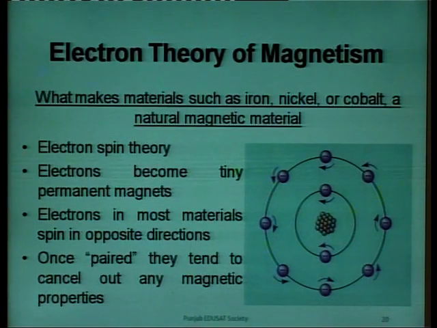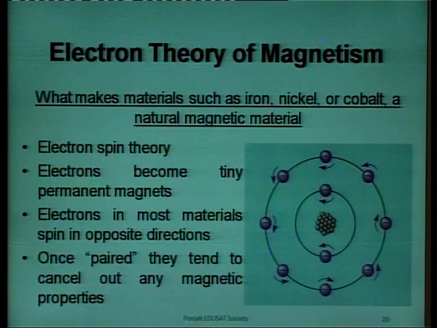Now we are having the electron theory of magnetism. So what makes some materials such as iron, nickel or cobalt natural magnetic materials, or we can say the ferromagnetic materials? Why do they exhibit the properties of a magnetic material? The electron spin theory explains this.